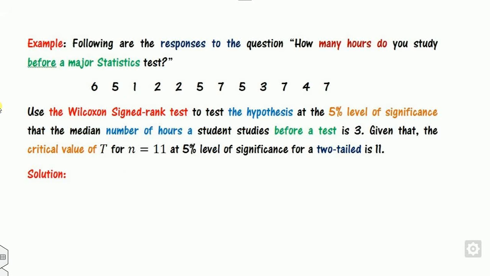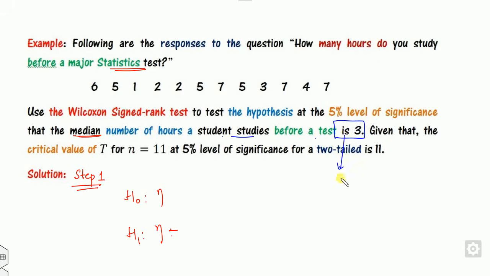So look at the example. If you remember the last lecture, this is the same example I have considered here. Following are the responses to the question: how many hours do you study before the major statistics test? Firstly, we will define step 1, the null hypothesis. What do you want to claim? Look at the median. Your target is that the median of the students' study hours before the test is 3.